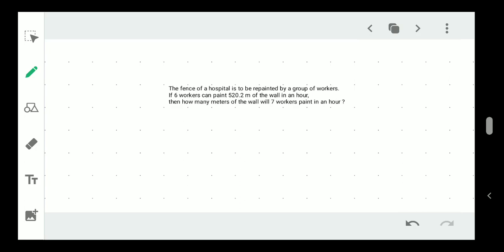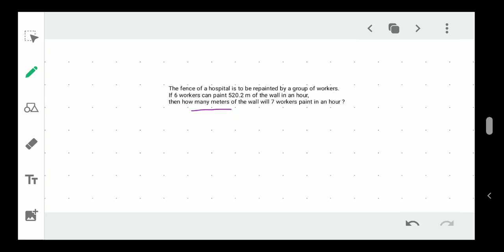The fence of a hospital is to be repainted by a group of workers. If 6 workers can paint 520.2 meters of wall in an hour, then how many meters of wall will 7 workers paint in an hour? In both cases 1 hour is there, so we will ignore that. The thing is how many meters, so meters will be on the right hand side.